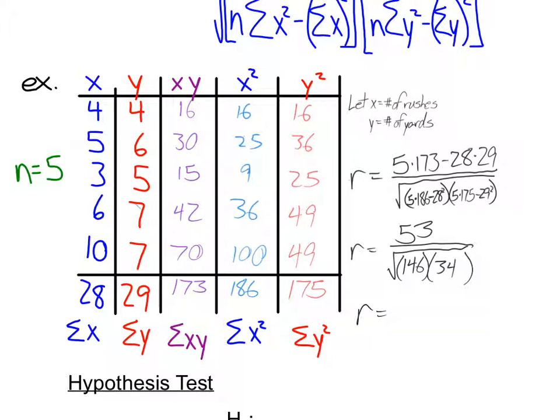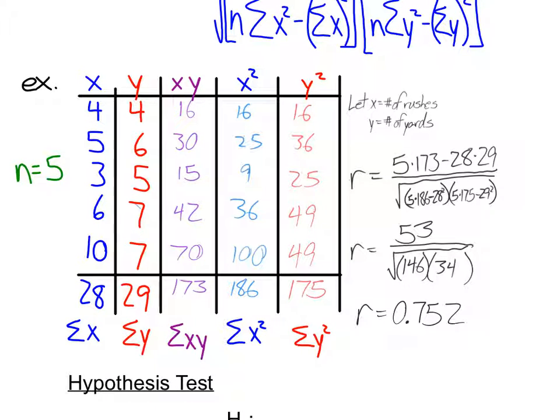53 divided by the square root of 146 times 34. 0.75. Let's do 3 sig figs, so it would be 0.752. Okay, good. 0.752. So it's not reliable? Well, we don't know. We need to determine significance, okay?